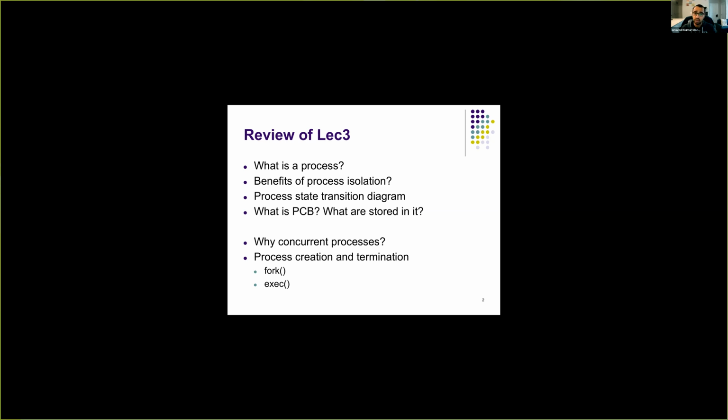And we also saw why we need concurrent processes, basically to effectively utilize hardware resources. If you have multiple CPUs, it's better to have processes running on each CPU at the same time to make effective use of the CPUs. And we also looked at mechanisms to create and terminate processes. Specifically, we looked at various examples of fork, and we also looked at exec, which replaces the entire memory of a running process with a given program, rather.